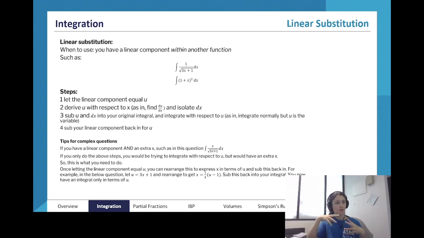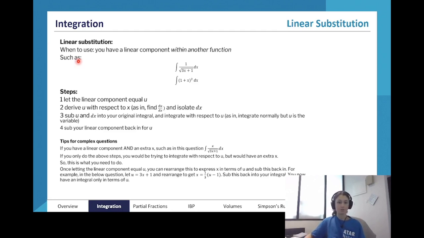So we use linear substitution when we have a linear component within another function. Within another function means that the linear component is something that we can't integrate directly. Or in other words, it would be something that we could integrate directly if it didn't have a linear function there. If it just had an x there, we would be able to integrate it.